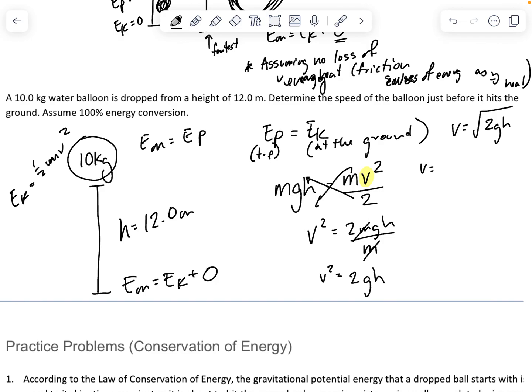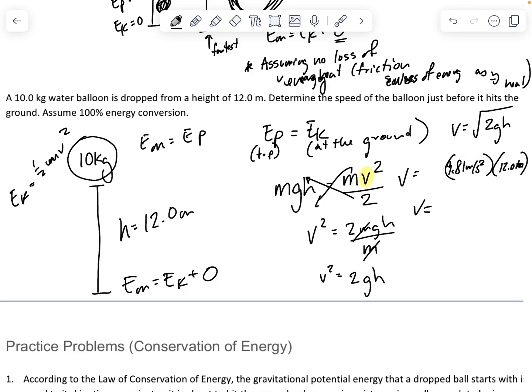And so the speed is going to be the square root of 9.81 meters per second squared times the height, which is 12.0 meters. And so the speed is going to be equal to, oh, and I didn't put in the times 2. Sorry, that's my mistake.